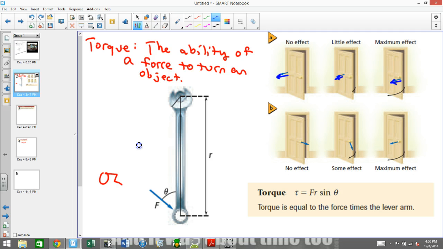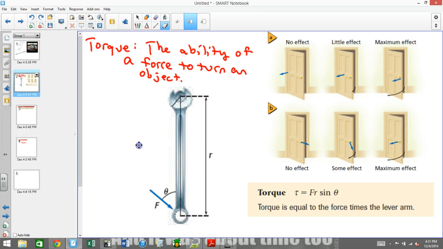Same with the angle. Let's say you push at the doorknob. If you pull directly away from the hinge, there's no turning effect. If you pull at 45 degrees, there's a little bit of effect. And if you pull at a right angle to the door frame itself, then you have maximum effect. So some forces are really good at turning an object, and some forces are not really good at turning an object.